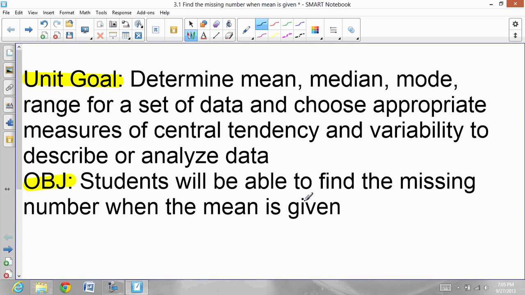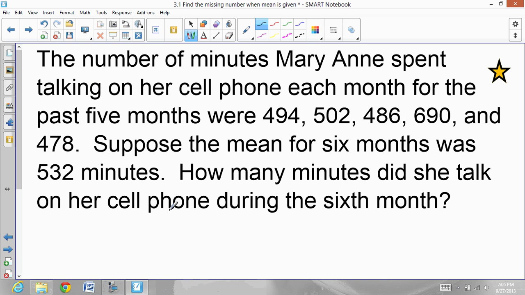You will learn how to find the missing number when the mean is given. Another word for the mean is average. And we are on unit number 3, which is data analysis. Pause the video, read the question, understand the question, and let's begin together.